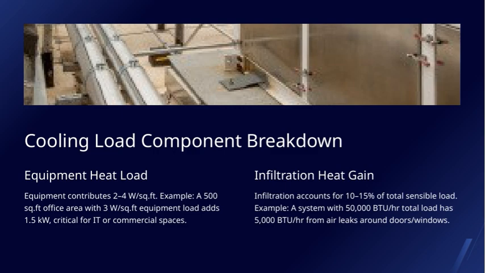Equipment can add roughly 2 to 4 watts per square foot. To put that into perspective, imagine an office space of 500 square feet. If the equipment load is about 3 watts per square foot, we're looking at an additional 1.5 kilowatts of heat. This is especially critical in spaces like IT rooms or commercial areas where equipment usage is high, because it significantly impacts the cooling requirements. So, in summary, infiltration and equipment are key components of the cooling load.